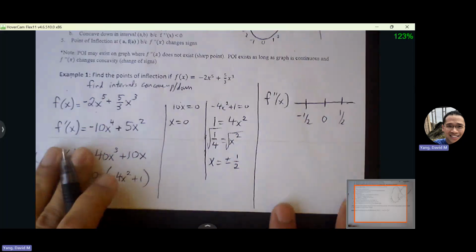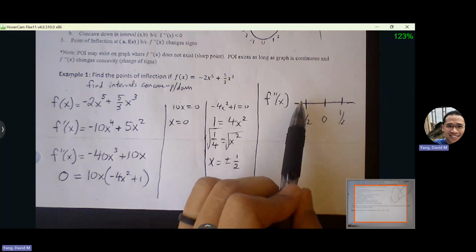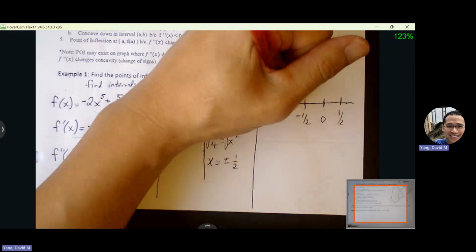So even though the process is going to feel the same, we're at the second derivative level, which means that our interval is not telling us about slope, it's telling us about the concavity or the curvature of the graph. But our process is going to feel very similar. We're going to choose test points.